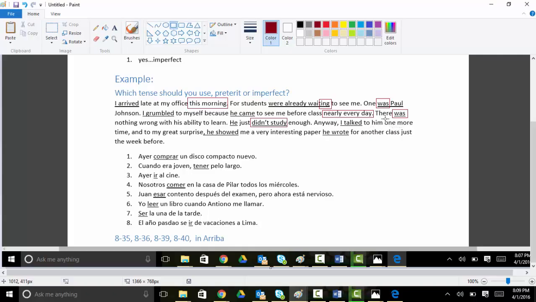Anyway, I talked to him one more time. You can see here one more time. That lets it be a completed action, and so that talked should be in the preterite. And to my great surprise, he showed me a very interesting paper. Showed is an action, and there's nothing in there that tells me that he showed me this paper over and over and over again, and so showed would be in the preterite. And wrote, an interesting paper he wrote. Wrote is also an action, and there's nothing in there that talks about this being a paper that he wrote multiple times. He wrote it once, and we've got the week before, and so that would also be in the preterite.